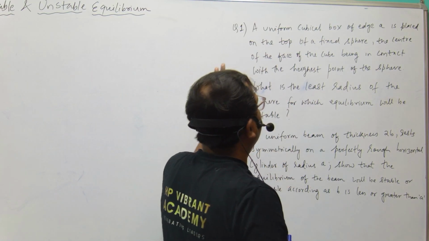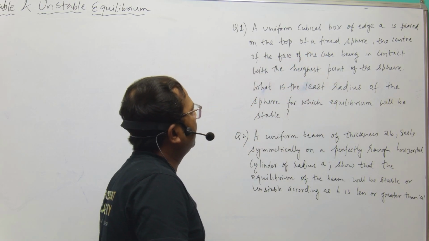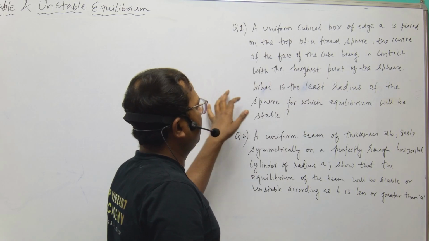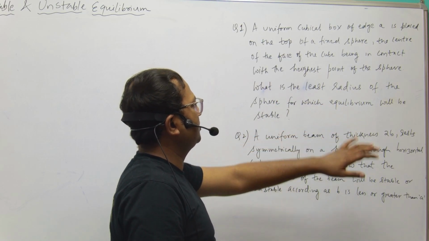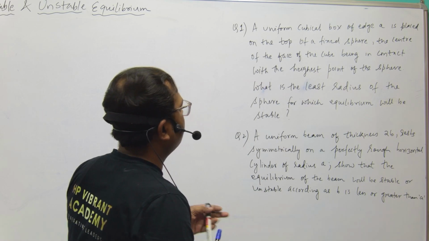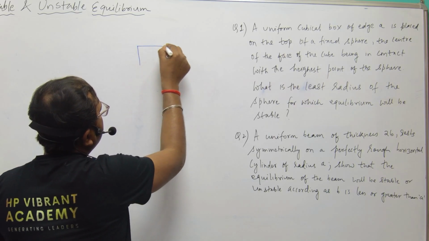Okay, so we have a uniform cubical box of edge A placed on top of a fixed sphere, the center of the face of the cube being in contact with the highest point of the sphere. What is the least radius of the sphere for which the equilibrium is stable? So the cubical box is of edge A, and we have a cubical box like this.